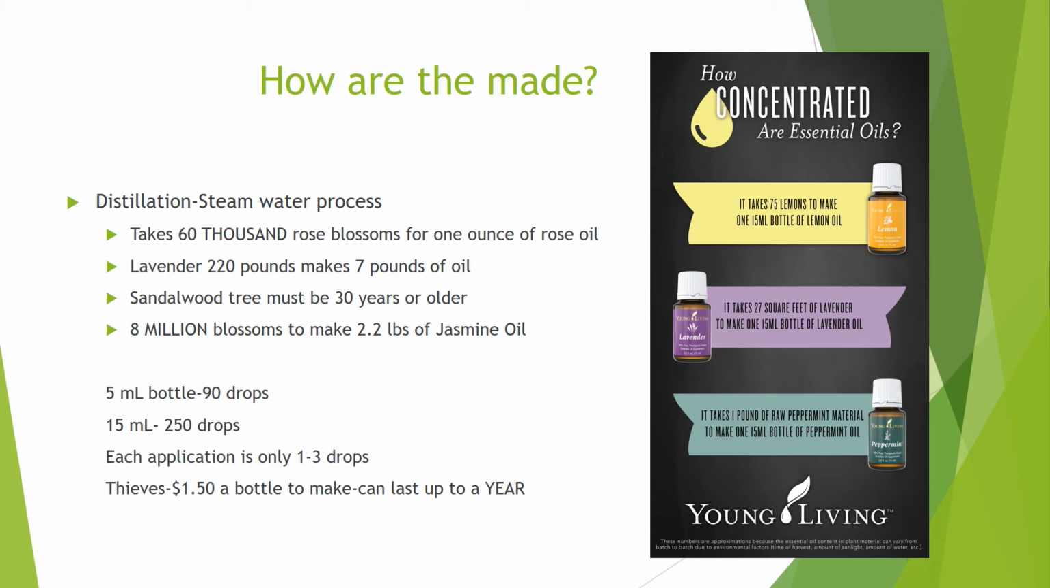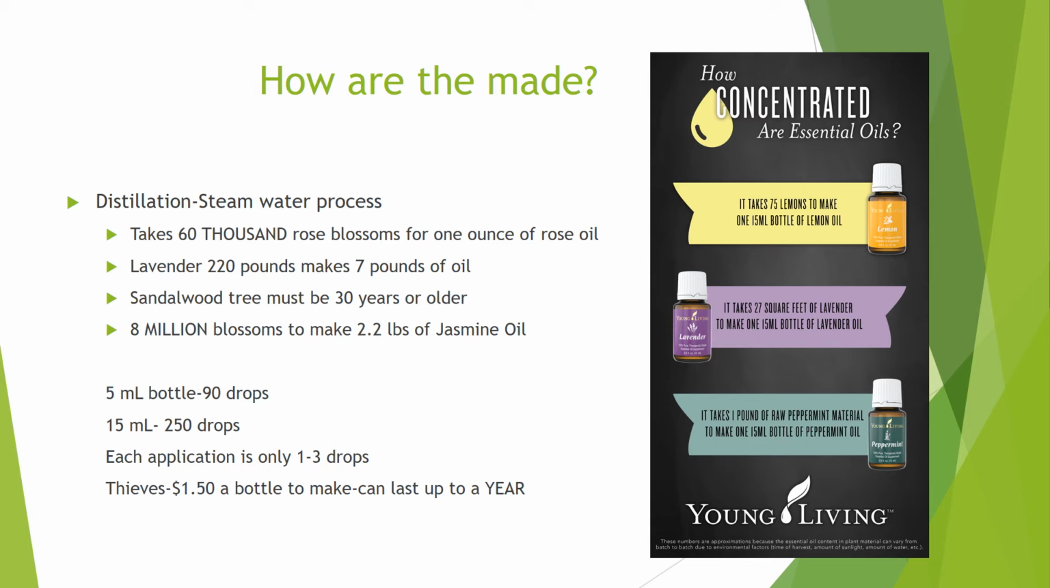It takes 8 million jasmine blossoms to make 2.2 pounds of jasmine oil. 8 million blossoms. And if you think about that, the whole crop is getting hand weeded, and this company just loves on their essential oils. So even though it takes a lot of the plant to make an essential oil, a little goes a long way. A 5 milliliter bottle is about 90 drops, and a 15 milliliter bottle is about 250 drops. But each application is only 1 to 3 drops, so it lasts a long time.